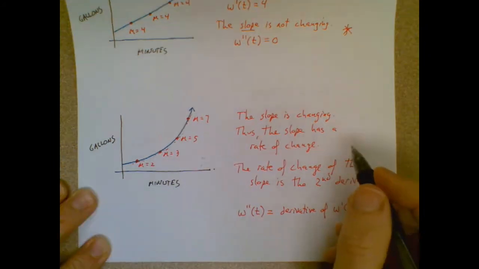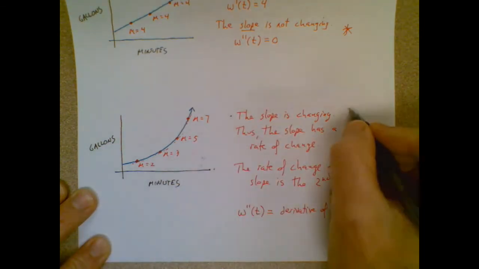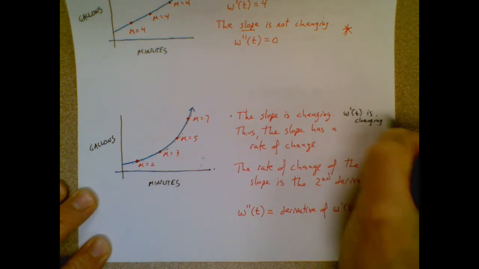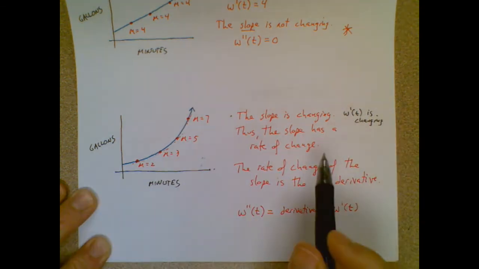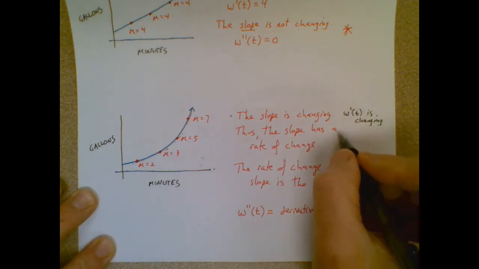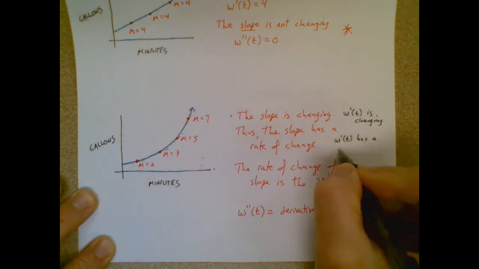So I have some statements written over here. You can see that the slope is changing. So you could also say w prime of t is changing. That's saying the same thing. Thus, the slope has a rate of change, or w prime of t has a rate of change.